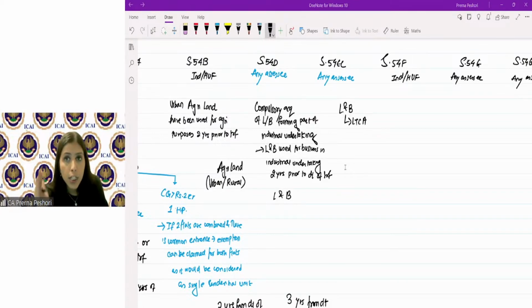Unlike 54B and 54D, where there is no requirement like that. But if you looked at 54, there was a requirement of a long-term capital asset. In 54, there is a long-term capital gain which should have been invested, arising on the sale of residential house property, because of which you are investing in the new house property. So you will get the exemption. There it is the requirement of residential house property. Here it just says land or building, but it should be a long-term capital asset.